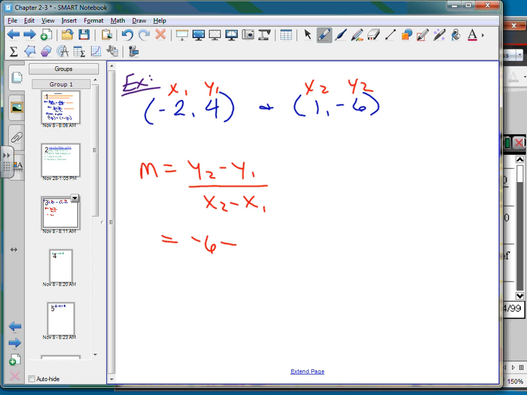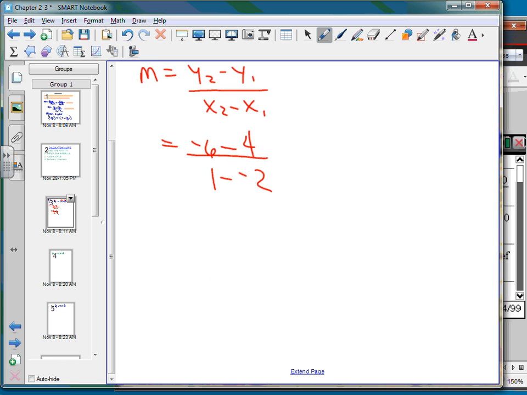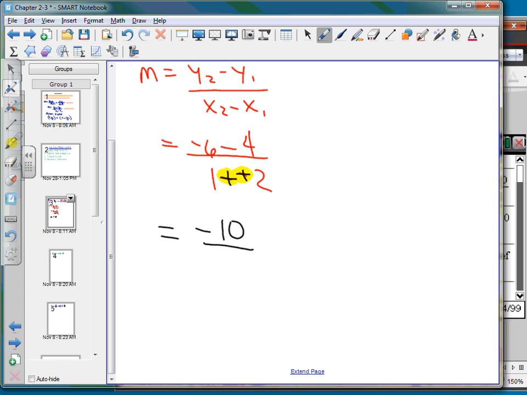y2 is negative 6, y1 is 4, x2 is 1, and x1 is negative 2. Now, when you have 2 lines back to back, like we have here, what can you change those into? Plus. Does everybody see that? So what is negative 6 minus 4? Negative 10. You owe me $6, you owe him $4. Negative 10. And 1 plus 2 is 3.